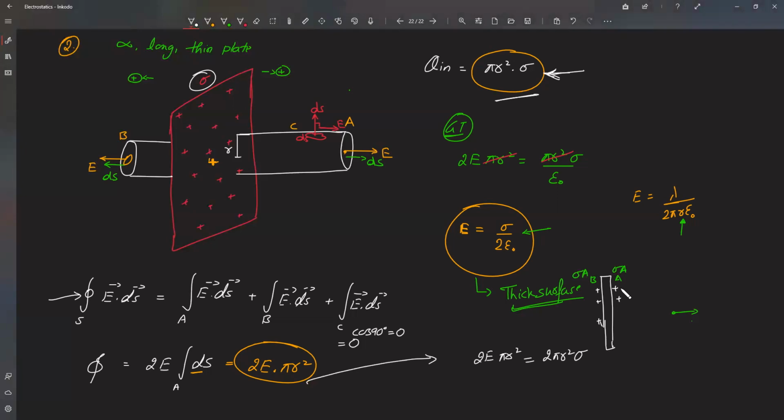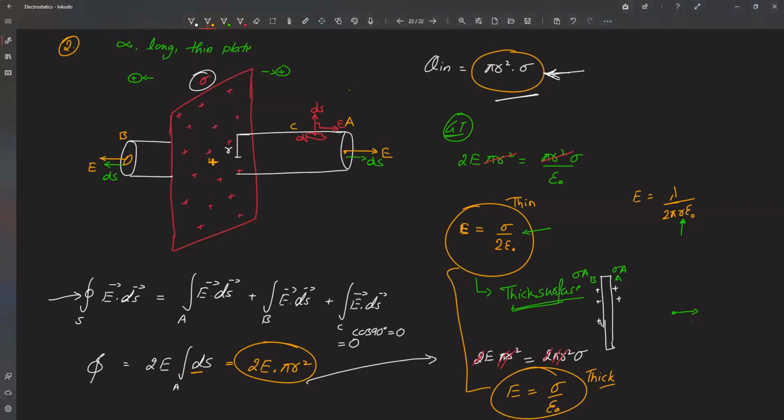So this will be the expression, and if you simplify it, you will get that electric field is sigma divided by epsilon naught. And if you compare these two, what do you think? If this is a thin surface, it is only due to one surface, and that's why that is half of the electric field in case of thick surface. So that is the difference.